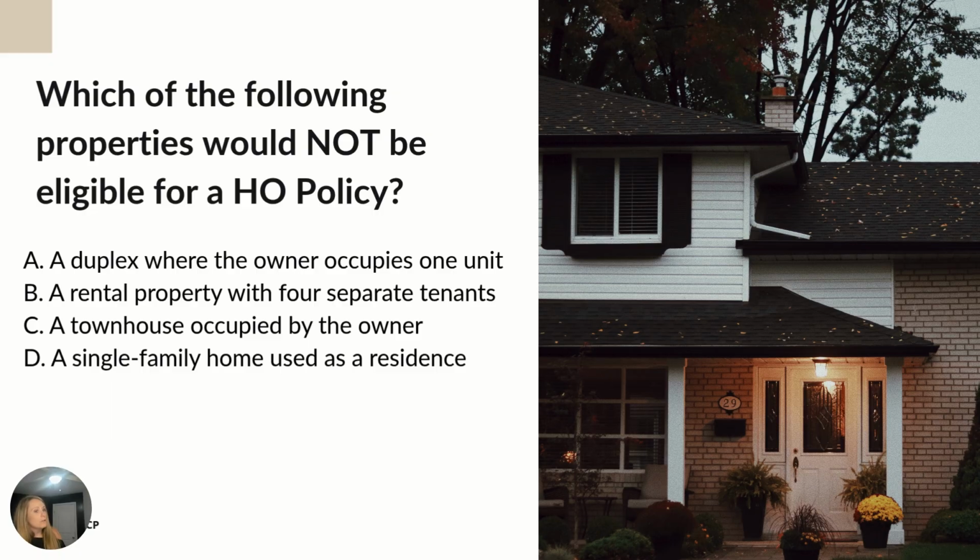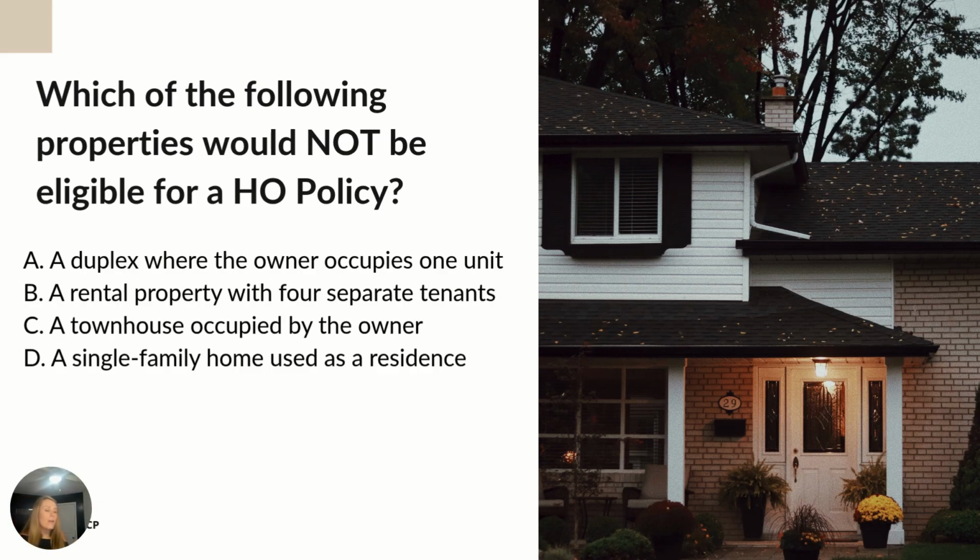So right away, the correct answer is B. It says a rental property with 4 separate tenants. So what does that mean? It means that there are separate tenants living in each one of the residences inside of that building. None of them are occupied by the owner of the building, right? So right away, we know that the owner of the building is not living there. So that is not going to be eligible for a homeowner's policy.